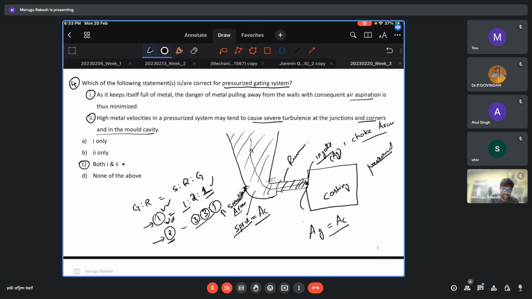If you have any doubt, just multiply with any constant. So this will be 3x sprue area, and this will be 3x, and this will be only 1x. Hence, this is the smallest. So both are pressurized in our case. So you should see the gate area only. If that is the smallest one, then I can go ahead with the pressurized gating system.